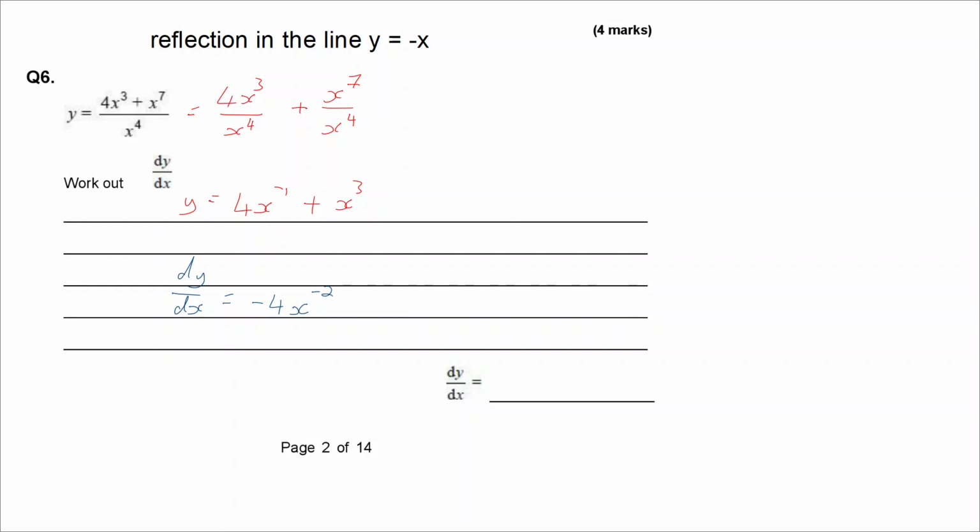And then I consider the second term, which is x cubed. I take the 3, I times it by the 1 in front of the x. So 3 times 1 is just plus 3x. I reduce the power by 1 to 2. So dy by dx is minus 4x to the minus 2, add 3x squared. And this is the answer, guys. Okay, so if you knew how to break this up, it becomes quite an easy question.